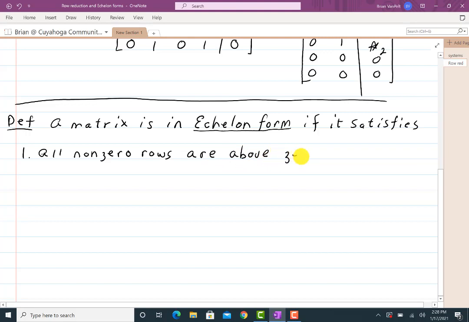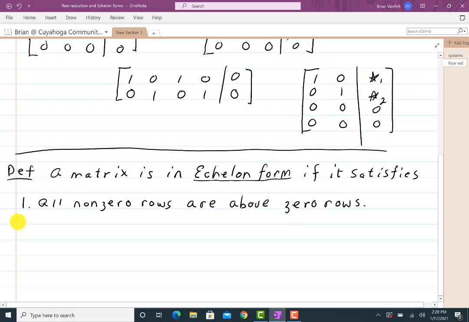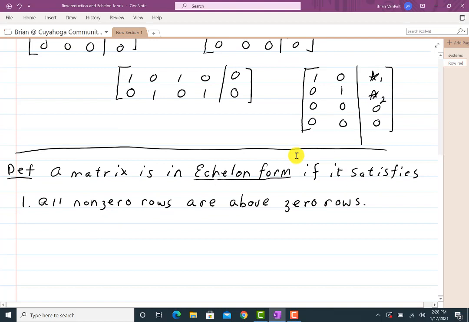So if you look, let's come back. I got an example right here. As you can see, these zero rows are shoved to the bottom, where the non-zero rows have made their ways to the top. So that's one aspect that we want to make sure that we have.